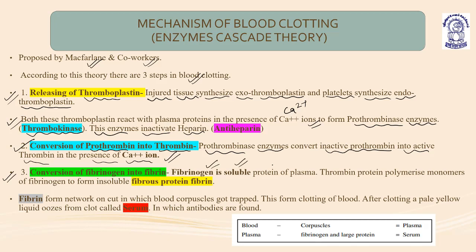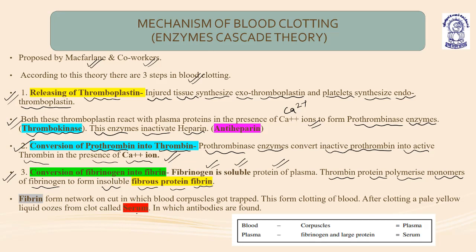Fibrinogen is a soluble protein of plasma. So thrombin polymerizes monomers of fibrinogen into an insoluble fibrous protein, which is known as what? Fibrin. Okay. So conversion of fibrinogen into fibrin. Thrombin converts fibrinogen, which is a soluble protein. It will polymerize the monomers of fibrinogen into an insoluble form, which is known as what? A fibrous protein, fibrin. So fibrin is a fibrous protein while fibrinogen is a soluble protein.